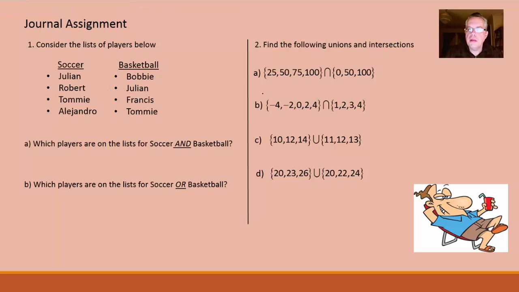get my pen back. This is "and." So remember, this is intersection. So this is "and." And down here, when you get to this one, the C, this is "or." Okay, we'll see how you do. Good luck.